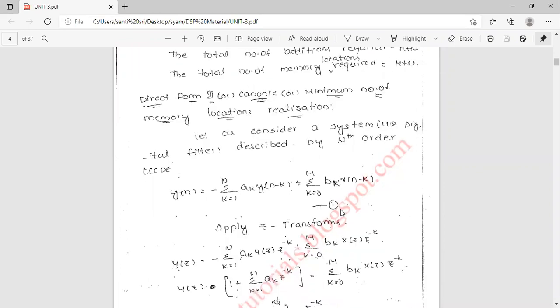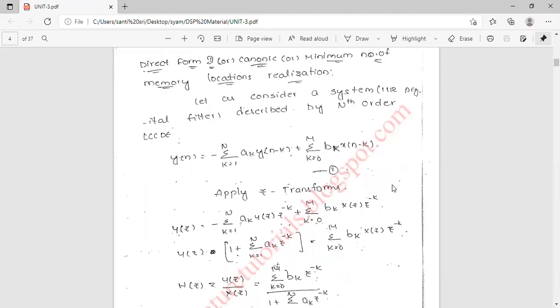y of n equal to minus sigma k equal to 1 to n a k into y of n minus k, plus sigma k equal to 0 to m b k into x of n minus k. This is equation number 1. For this, we are going to apply the Z transform on both sides. So applying the Z transform, y of n becomes y of z, so it is minus sigma k equal to 1 to n a k into y of z into z power minus k, plus sigma k equal to 0 to m b k into x of z into z power minus k, right?